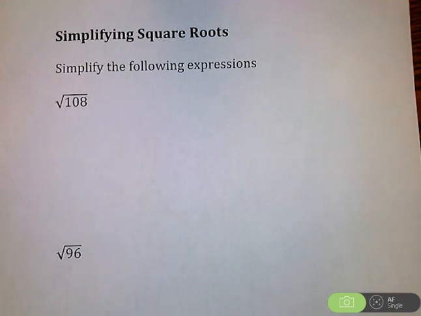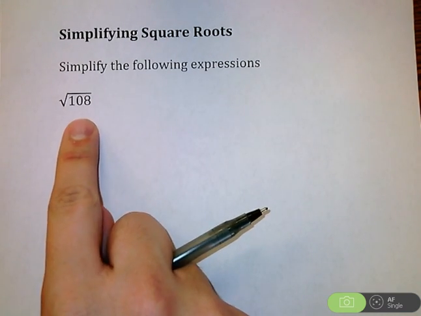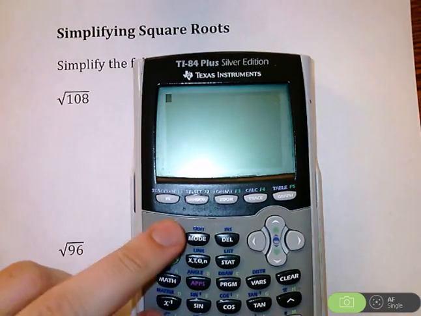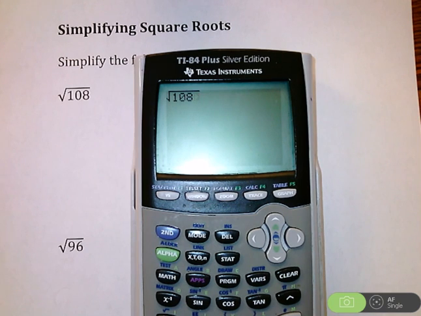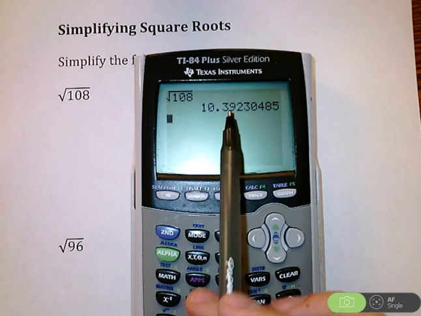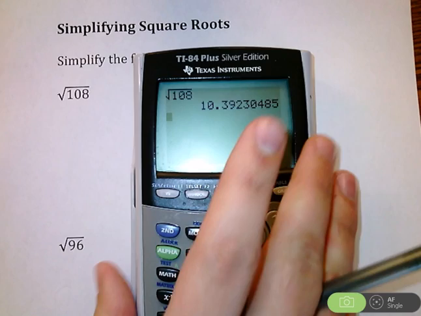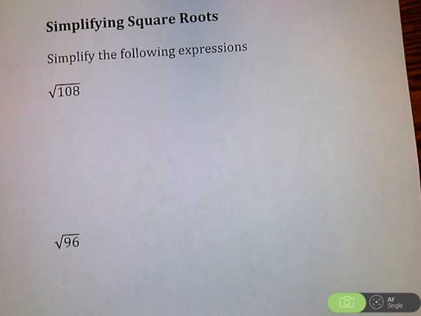Let's talk about simplifying square roots. So we're going to simplify square roots that we can't quite work out. For example, we have the square root of 108, which you could do in your calculator, and if you type the square root of 108, you're going to get a decimal. And we don't exactly like working with decimals because one person rounds it one way, someone else rounds it differently, we get different answers. So simplifying allows us to get an answer that we all agree with.